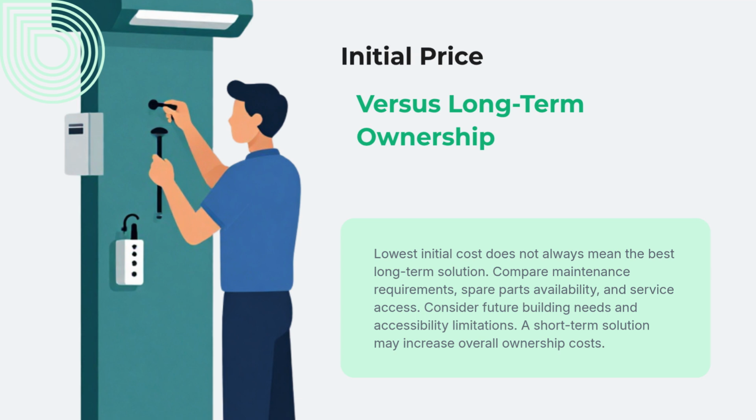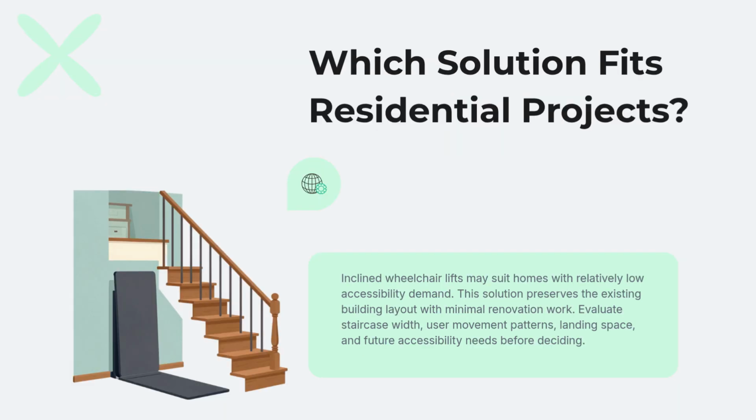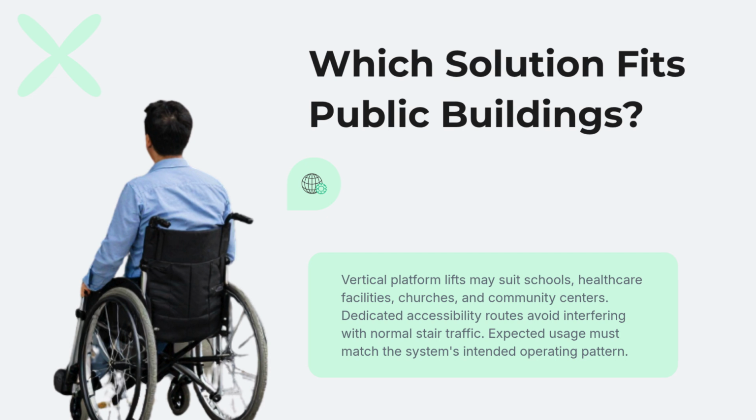Which solution fits different buildings? For residential projects, an inclined wheelchair lift may be suitable when accessibility demand is relatively low, and minimizing renovation work is a priority. It can provide wheelchair access while using the existing building layout. For public buildings such as schools, healthcare facilities, churches, and community centers, a vertical platform lift may provide advantages because it does not interfere with normal stair traffic. The expected usage level is an important consideration. A system designed for occasional residential use may not be suitable for a building where many users depend on accessibility equipment every day. Future accessibility requirements should also be considered during the planning stage.